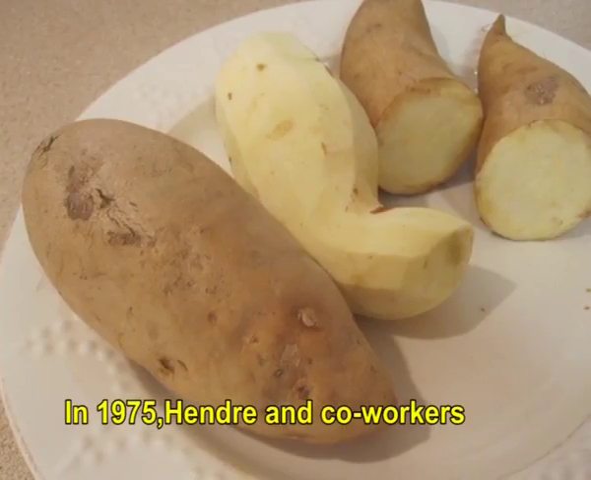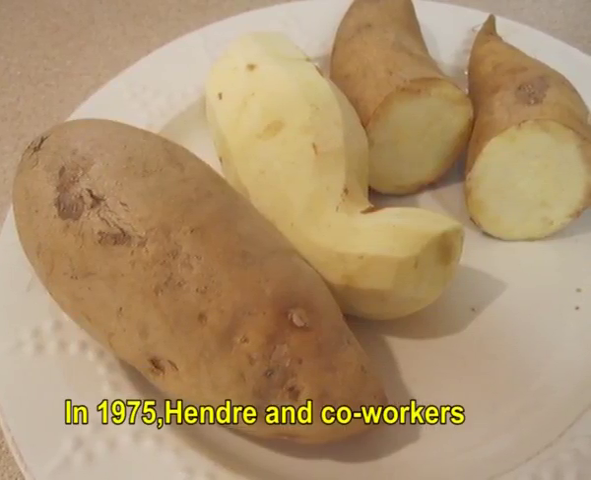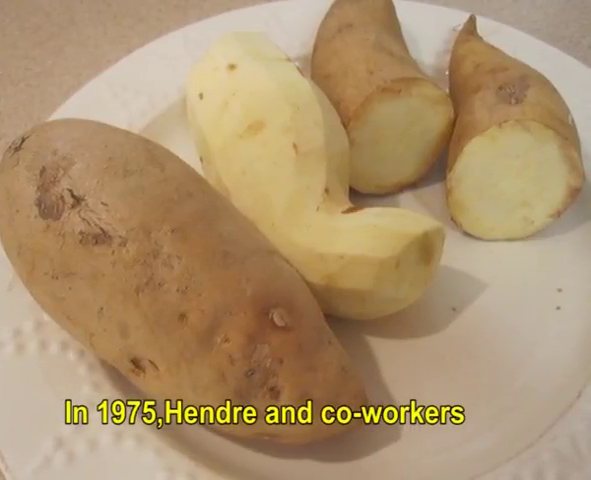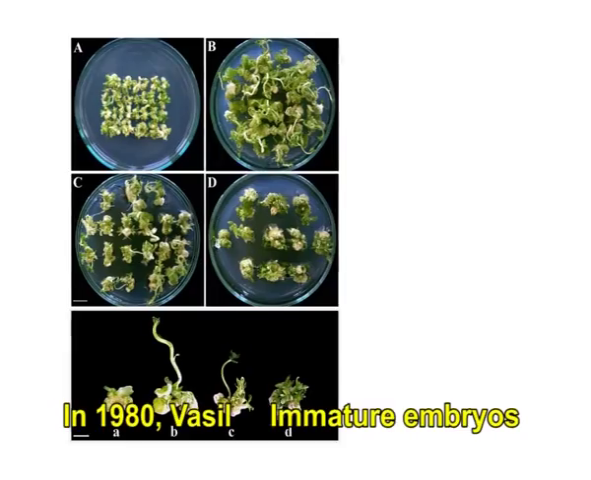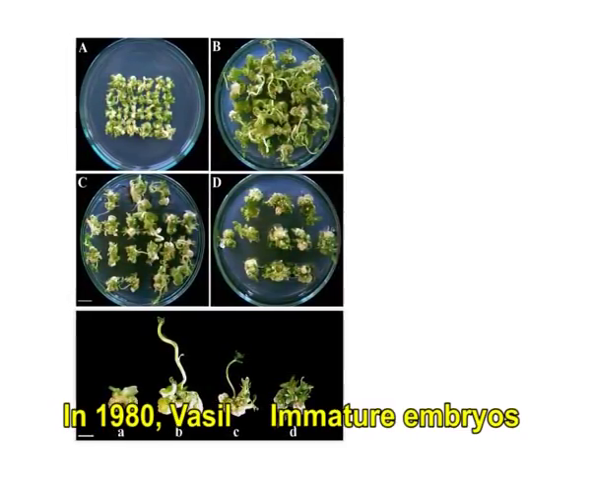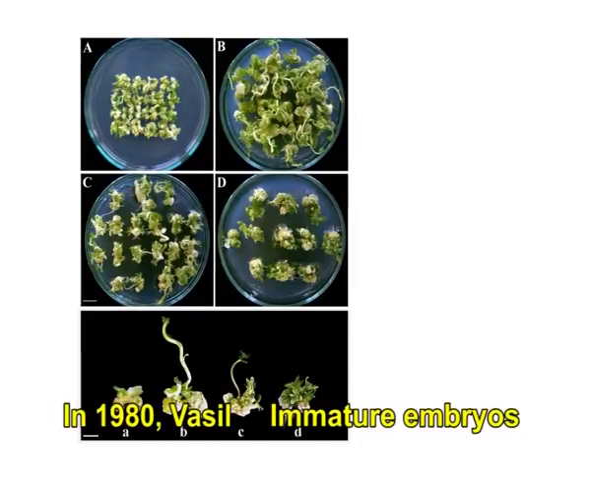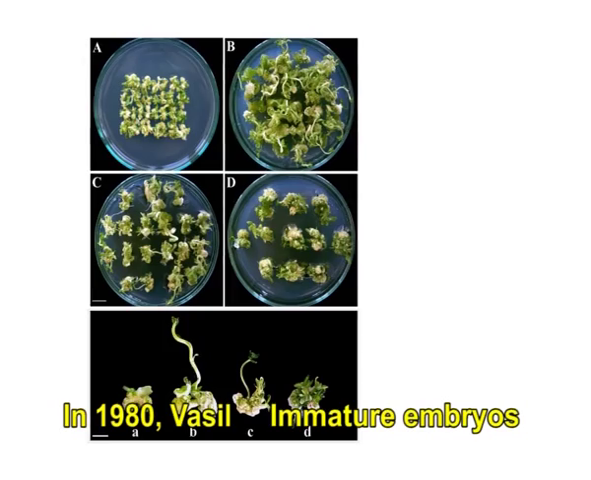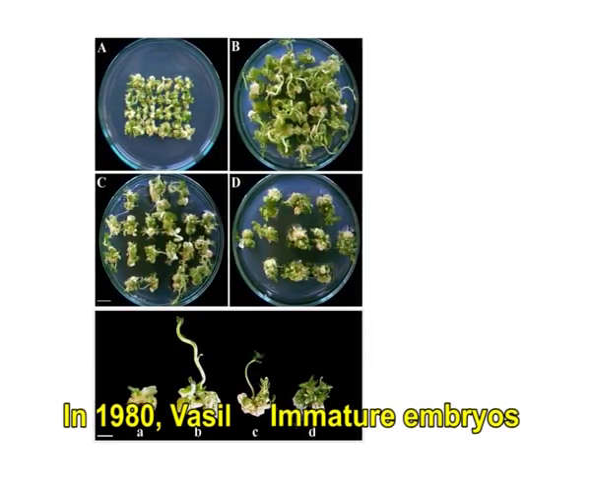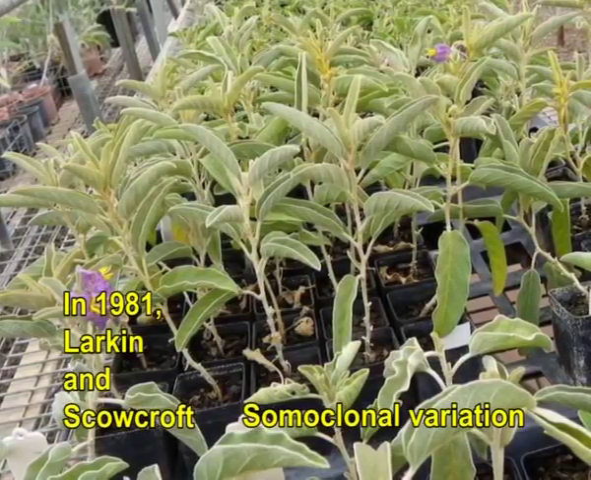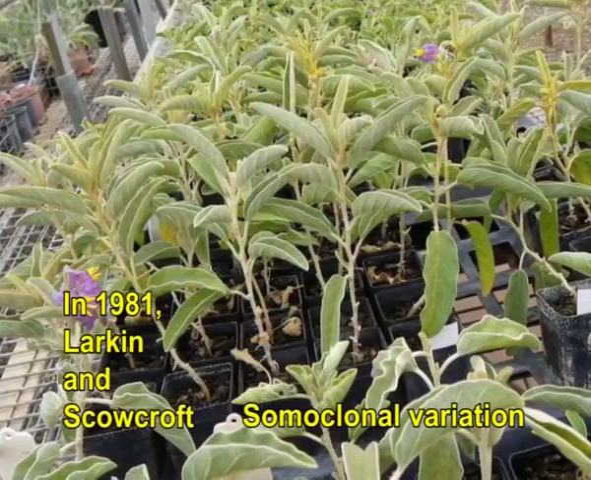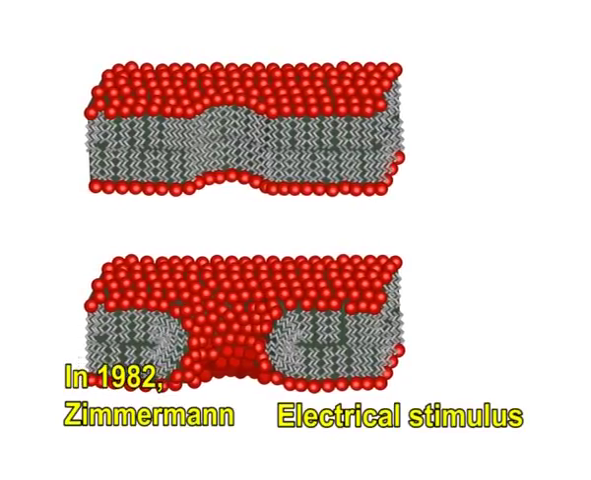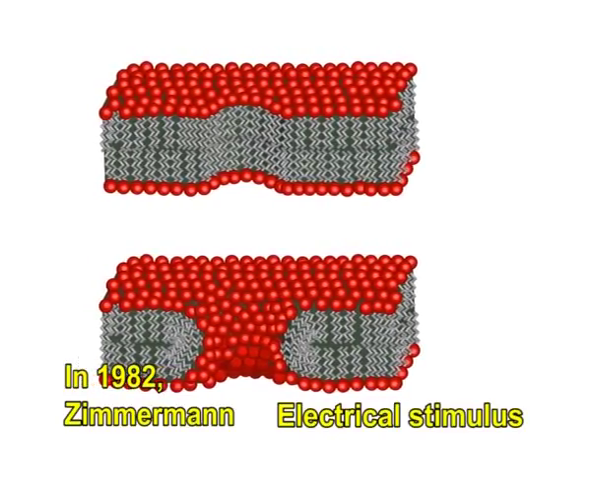In 1975, Henry and co-workers established a technique for obtaining virus free sugarcane, citrus, potato and cassava. In the year 1980, Vasil and his group demonstrated that embryogenic cultures of most recalcitrant cereals can be established using immature embryos as explants. In 1981, Larkin and Scowcroft proposed the term somaclonal variation. In 1982, Zimmermann fused protoplasts by electrical stimulus.